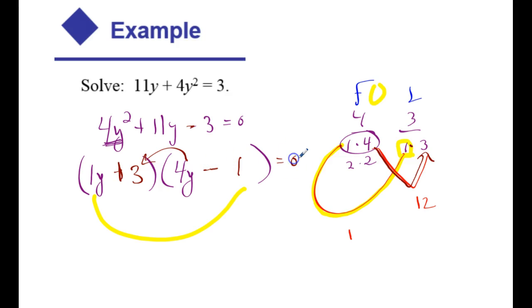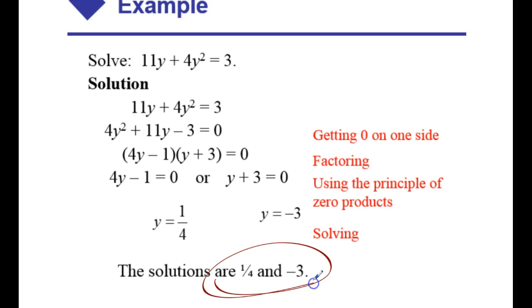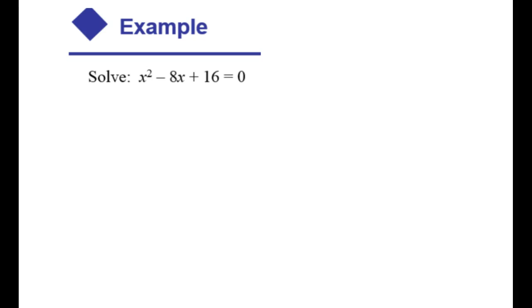And then I set each term equal to 0. So y plus 3 equals 0 when y equals negative 3, or 4y minus 1 equals 0 when 4y is 1 or y is 1/4. So my two solutions would be negative 3 and 1/4. Here's how the author chose to work it out.